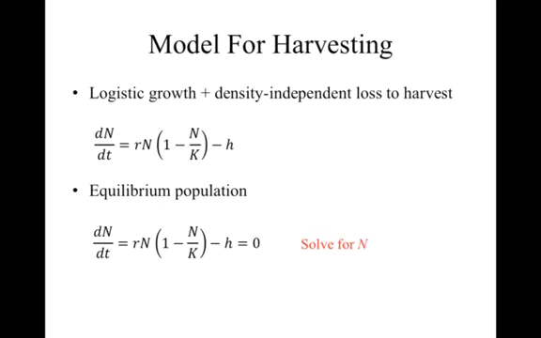So now that I have this equation, all I need to do is solve for N, the number of fish or the number of whatever I'm harvesting, and that tells me the equilibrium population of the fish. Well, easy, maybe not, because if I actually expand out that equation, rN(1 - N/K) - h, I get a quadratic equation. So that's not terrible. It is possible to solve that.